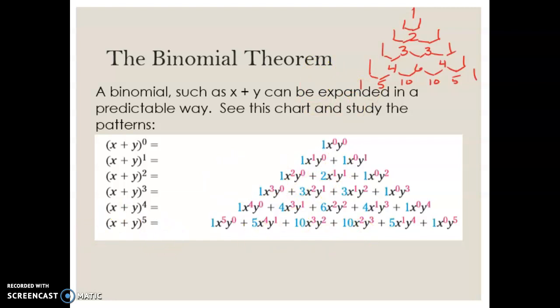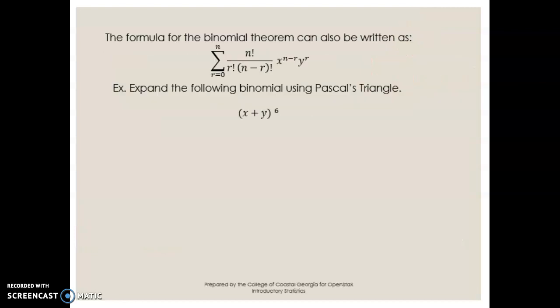Okay? This might be out of order. No, it's not. The formula for the binomial theorem can be written as n factorial over r factorial times n minus r factorial. That right there is going to be very important. All right, expand the following binomial using Pascal's triangle, x plus y to the 6th.